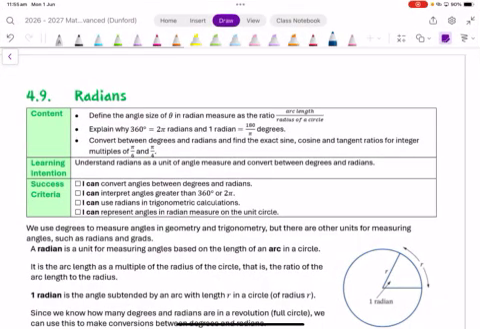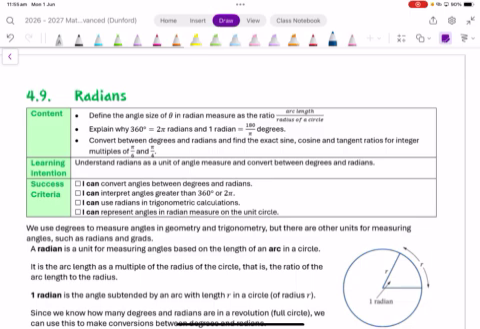So today what we're doing is we're learning about radians. So far all we have learnt about and to do with trigonometry is measuring angles in degrees. So radians is another unit of measuring angles, and there's also something called gradians as well, or grads.